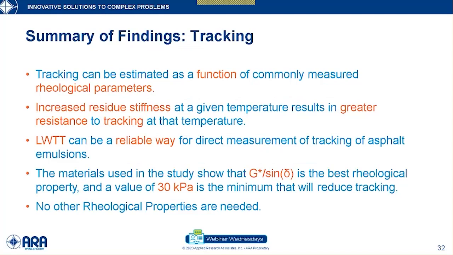So the summary of this tracking study. Tracking of emulsion residue can be estimated as a function of a commonly measured rheological parameter, and in this case, that is G*/sin delta. Increased residue stiffness at a given temperature will give you greater resistance to tracking. The proposed LWTT, loaded wheel tracking test, can be a very reliable way of subjectively measuring the tracking of asphalt emulsion. Comparing all the different rheological properties, G*/sin delta is the best rheological property to predict tracking, and a value of 30 kilopascal can be placed as a minimum that will reduce tracking. No other rheological properties will be needed to predict tracking.